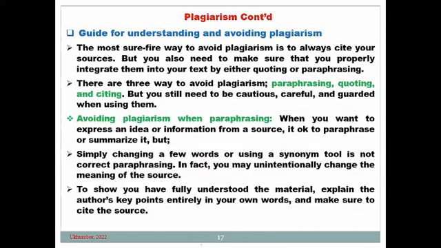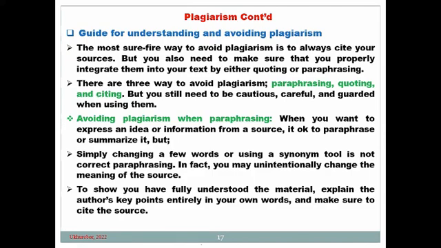Let's look at the guide to understanding and avoiding plagiarism. That's the key area we want to look at. Since we have known the types, the plagiarism guide. The most surefire way to avoid plagiarism is to always cite the source. Always. Don't forget, you must note the source and cite it. But you also need to make sure that you properly integrate them into your text by either quoting or paraphrasing. Even quoting and paraphrasing, you still have to do them with the rules. There are 3 ways I have identified you can avoid plagiarism.